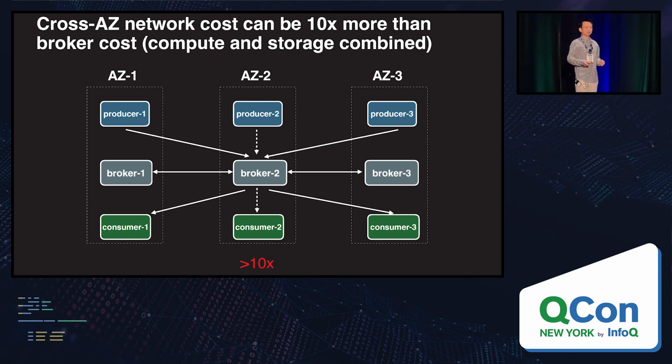For availability reasons, Kafka brokers are typically placed on different availability zones. That can incur cross-AZ network traffic, from producer to broker, or broker to broker for replication, or broker to consumer. I did a back-of-envelope calculation using public list pricing for a major cloud provider. My calculation shows that the cross-AZ network cost can be 10 times more expensive compared to the broker cost, compute and storage combined.